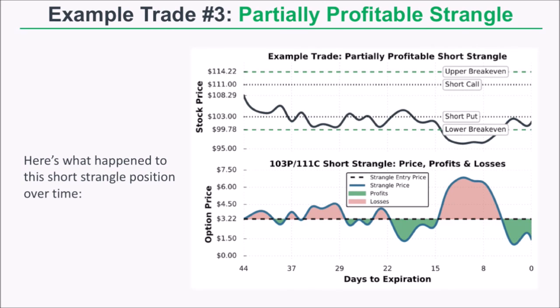Now, since the short put expired in the money, keep in mind that if you held that position through expiration and you did not close the short put, you would be assigned 100 shares of stock per short put contract. So whenever you have an in-the-money short option at expiration, you need to close that option before expiration if you do not want a stock position.